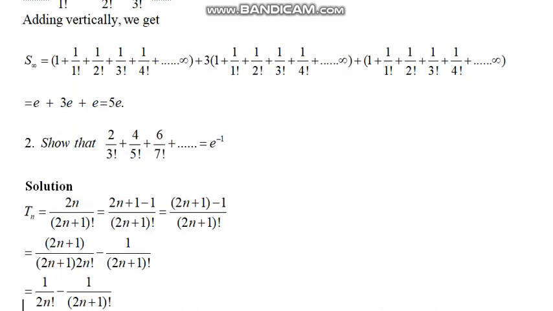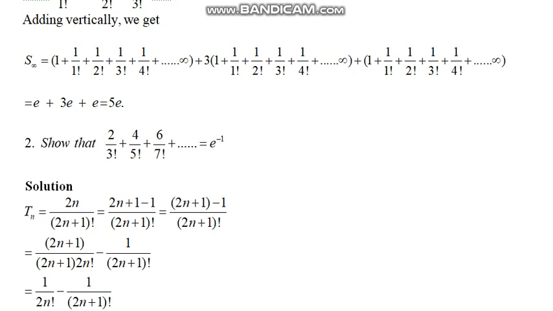Next, show that 2 by 3 factorial plus 4 by 5 factorial plus 6 by 7 factorial plus etc. equals e power minus 1. So Tn, the general term, we can take it. Then the general term: the numerators are all even numbers, so 2n. The denominators are 2n plus 1, so (2n plus 1) factorial.